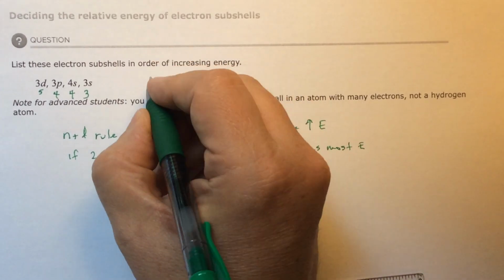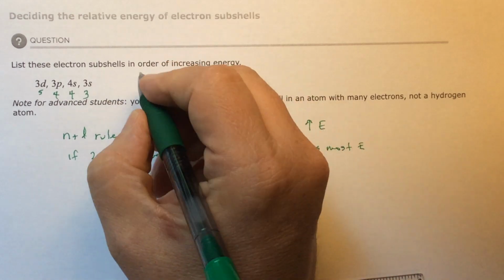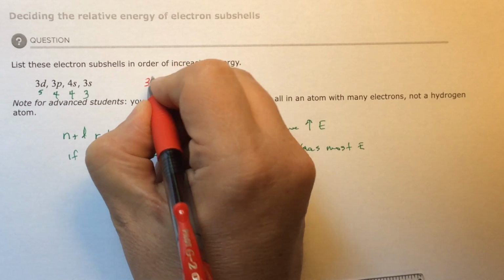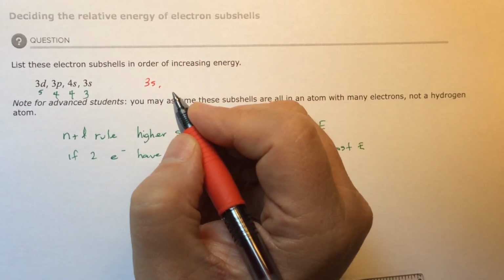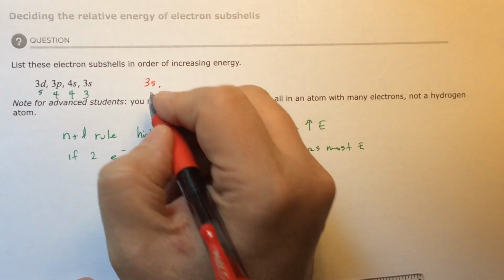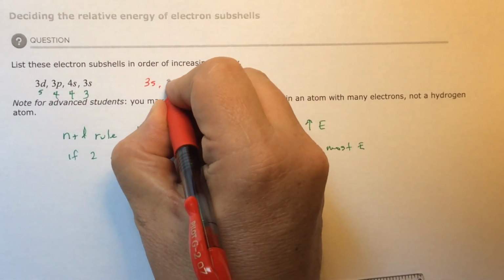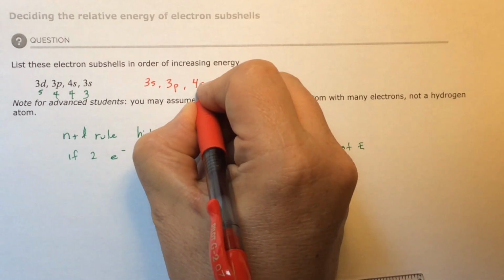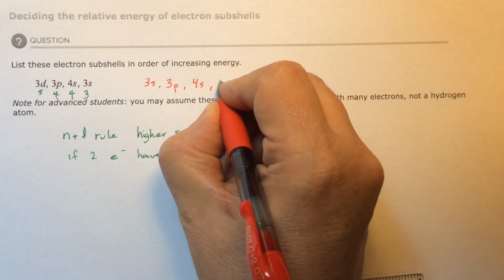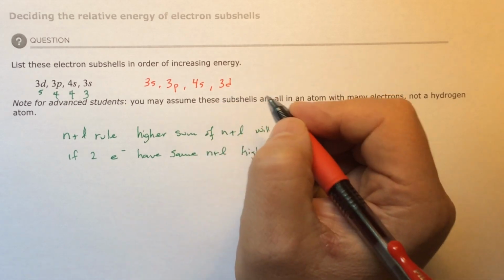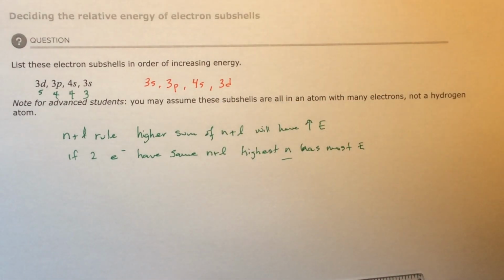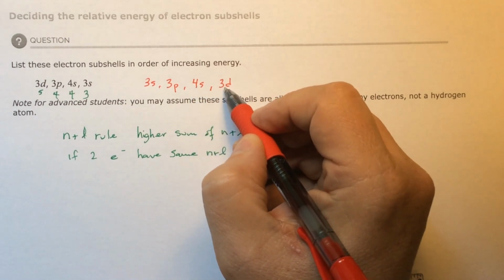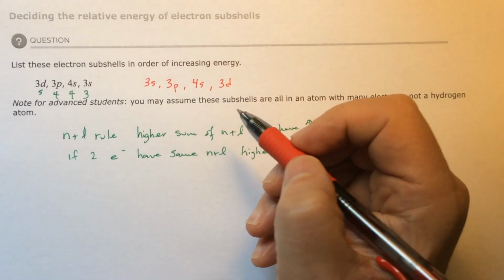So first of all, I'll answer the question, and then I'm going to give you something else. The question would be, I want 3S. That'll be my first one. What's my next energy? 3P. My next energy is 4S. And my next energy is 3D. Now I wouldn't have guessed this, because you wouldn't think that the 4S would fill before the 3D would fill. But it does happen to be that way.